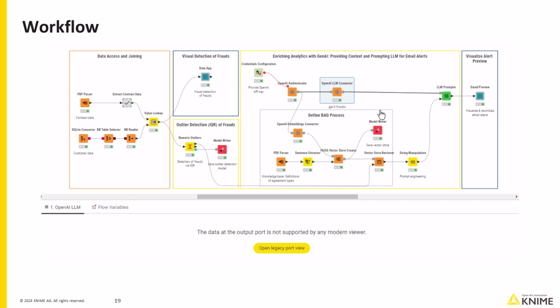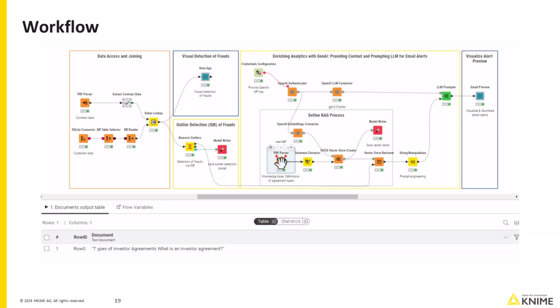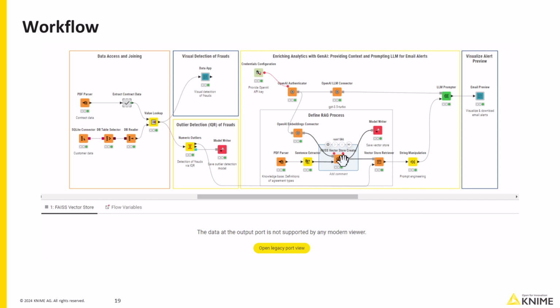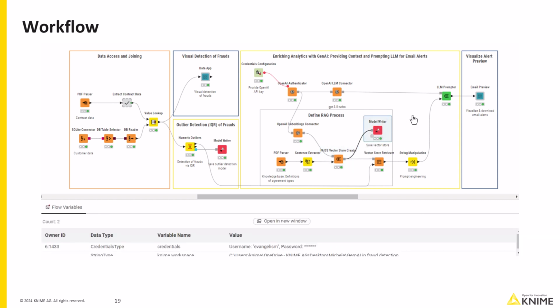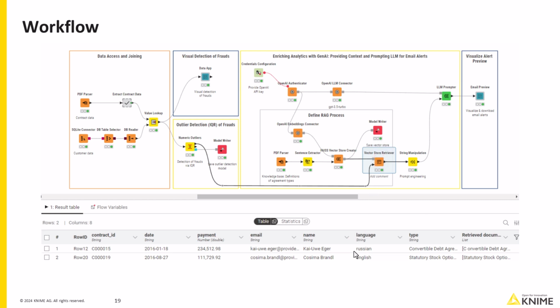Rather, we define a retrieval augmented generation process to customize the model responses and enrich the alert with context about the agreement type. We access the knowledge base of the financial institution where agreement types are described. We embed the description and store the embeddings in a FI's vector store, which we save for deployment. Next, we use the vector store retriever node to perform a similarity search between the agreement types in the investor database and the description in the institution's knowledge base.